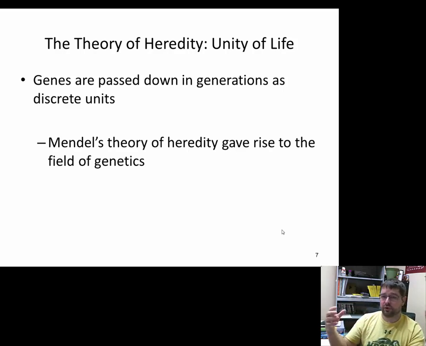Between gene theory and the theory of heredity, those two theories are, I would probably say, 75 to 80% of all biological papers and biological information going on today are directly related to these two theories. Understanding genetics, understanding diseases based on genetics, etc.